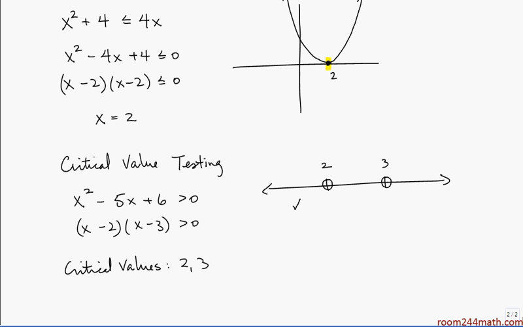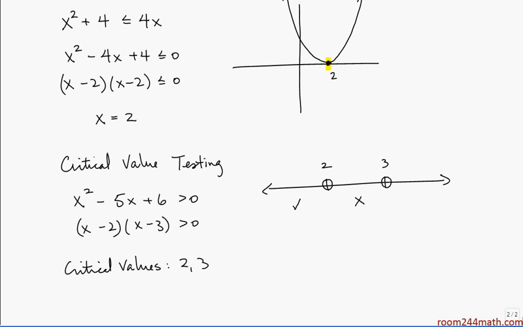Then we test a value between 2 and 3. Let's say a value like 2.5. Now, when you plug in 2.5, you get 6.25 minus 12.5 plus 6, which is going to be minus 1/4, which is not greater than 0. So that fails. That does not make the original inequality true.